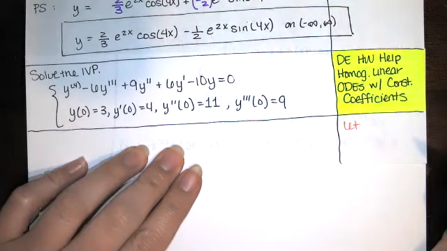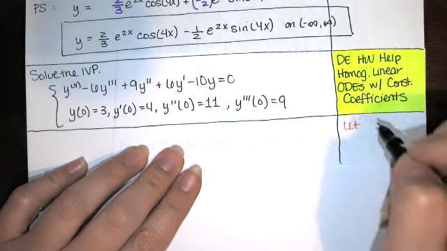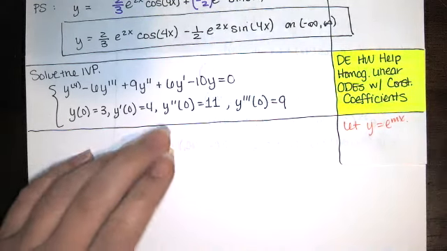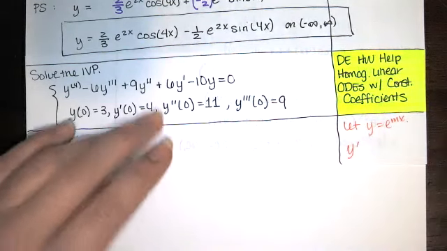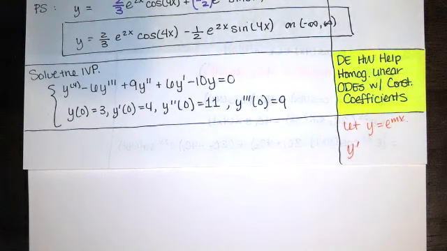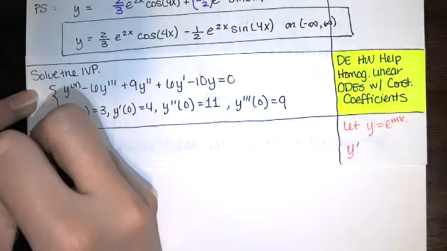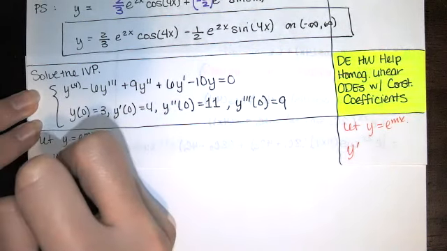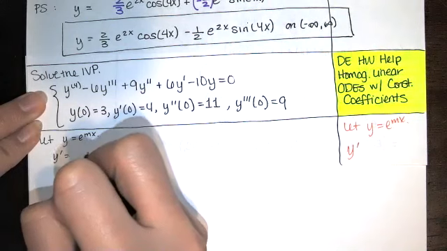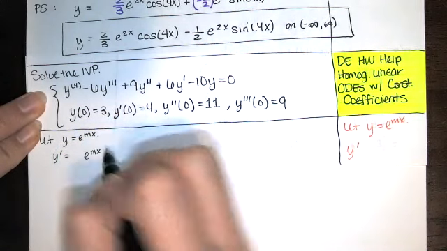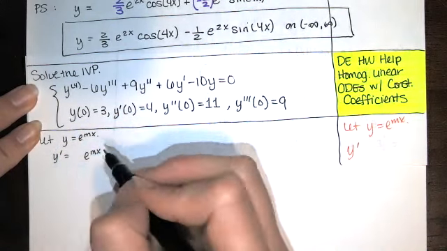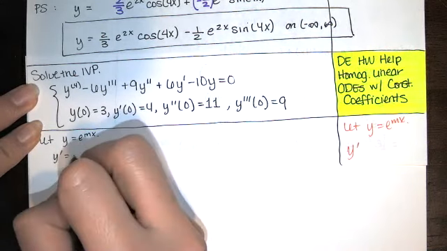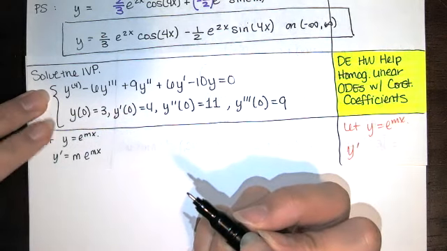Since we have a constant coefficient homogeneous linear ordinary differential equation, we're going to let y equal e to the mx, and then we'll compute the derivatives as necessary. So we're going to need y prime, y double prime, y triple prime, and the fourth derivative of y. Every time we take the derivative of e to the mx, if I had e to the 3x, I'd get e to the 3x times the derivative of the inside, which would be a 3. In this case, m is the constant. So we're going to have m times e to the mx there.